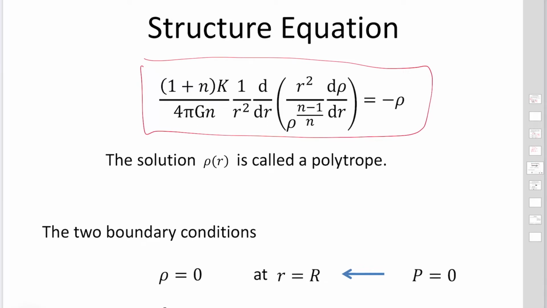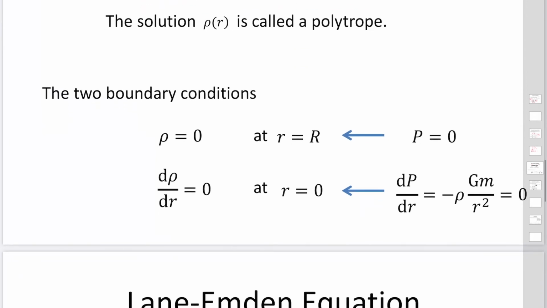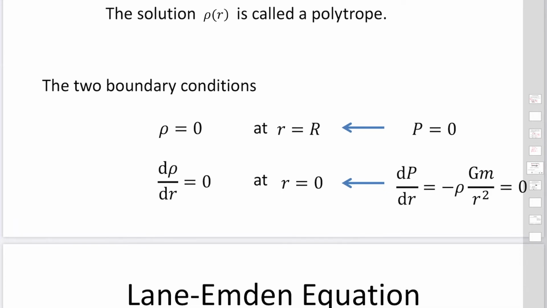So we need to solve these equations. The solutions rho are called the polytropes. Two boundary conditions are required. The first one is that the density is 0 at r equals R, because the pressure is 0 at the surface of the star. Actually there is no gas, so density is 0. The second is at r equals 0, at the center, where dP/dr is expressed as minus rho GM over r squared. At the center, actually, the mass is 0.